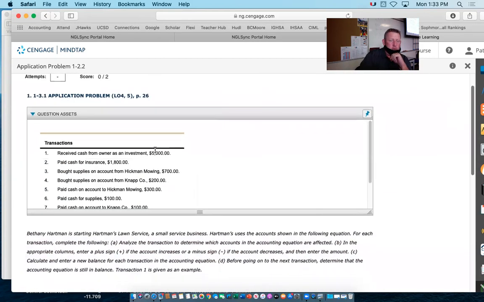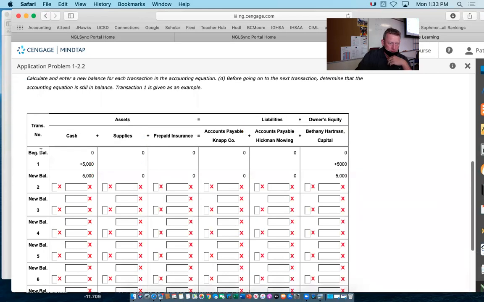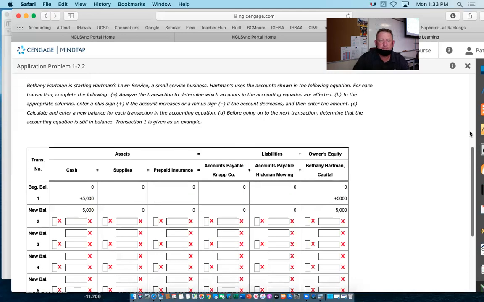So what they want you to do is put the transaction, what has gone up and down for, and then the new balance. So we start, everything was 0, right? Then we added $5,000 to cash because we received cash from the owner as an investment. $5,000 cash means the new balance is $5,000. 0, 0, 0, 0. We have to fill in. You see where the balance is? This balance needs to be all new numbers, or at least brought down. 0 plus 5,000 is 5,000. The accounting equation equals. Okay.